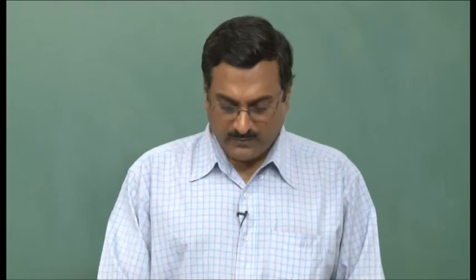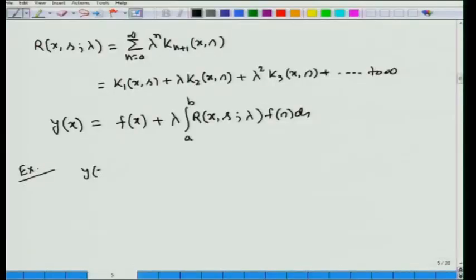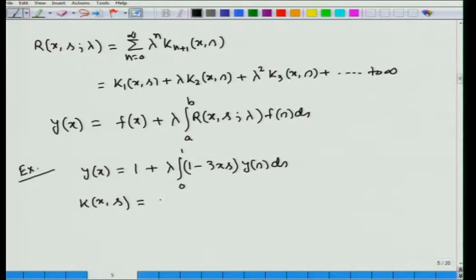Now, here we are considering the problem, that is y(x) is equal to 1 plus lambda integral 0 to 1 of (1 minus 3xs) y(s) ds. We have to solve this problem. So, therefore, our kernel k(x,s) is equal to 1 minus 3xs.